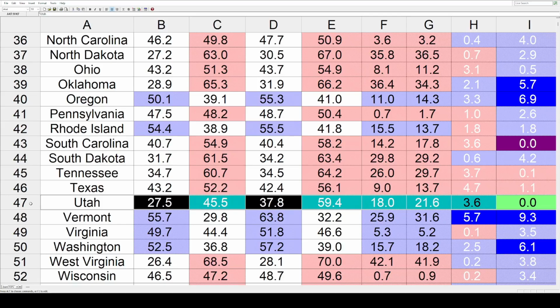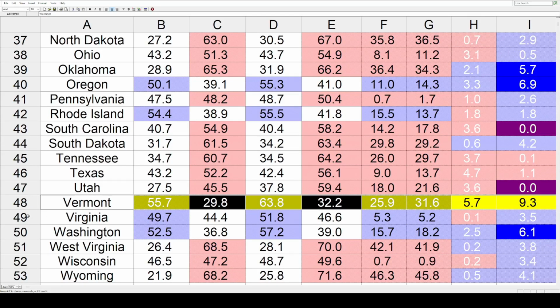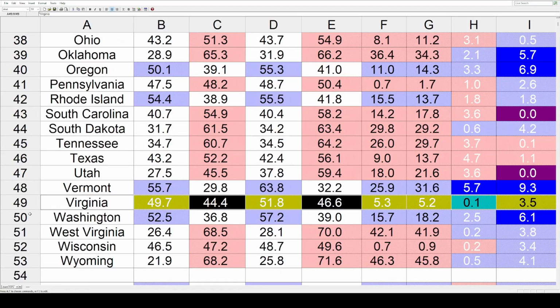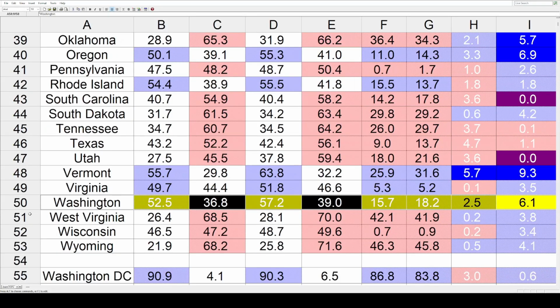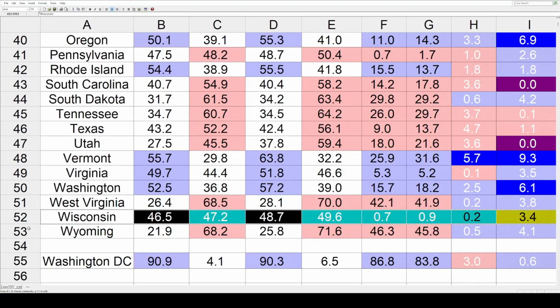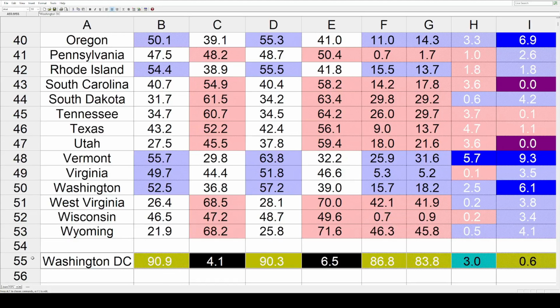And look at Utah, not to be outdone by South Carolina. The perfect shift, it means no trend yet again. In Vermont, it almost trended bluer than Colorado at 9.3. And the rest of these are going to be blue trends. We've got Virginia at 3.5, Washington 6.1, West Virginia 3.8, Wisconsin 3.4, and Wyoming 4.1. And then we've got Washington, D.C. on here, just 0.6% bluer. So those are all the states, and those are all of the shifts.